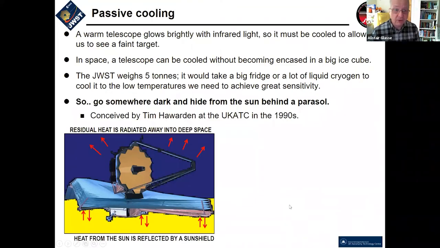So how is that achieved? Well, it's achieved through a process called passive cooling. The basic idea is by cooling down the observatory to 40 Kelvin, whatever that is, about -230°C, something like that. But it's 40 Kelvin.